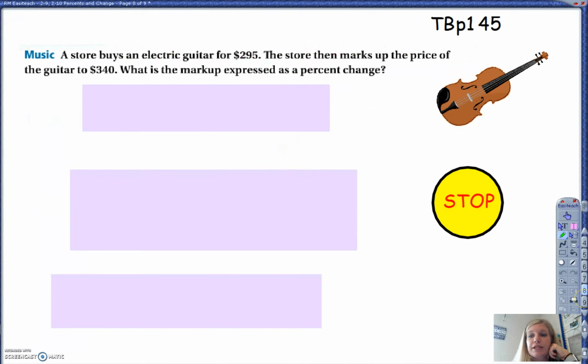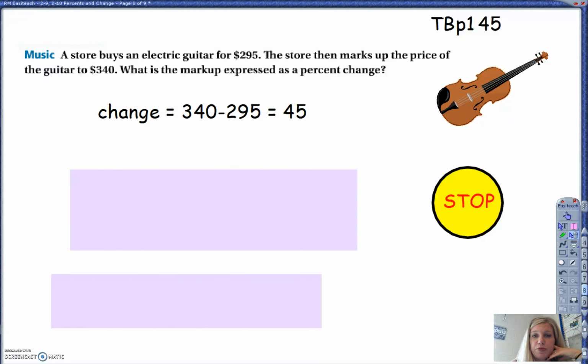Okay. This is going to be our last problem, and then we're done with the video. So, a store buys an electric guitar for $295. The store then marks up the price to $340. So, it went from $295 to $340. That's an increase. So, we got to remember at the end to write increase. What is the markup expressed as a percent of change?